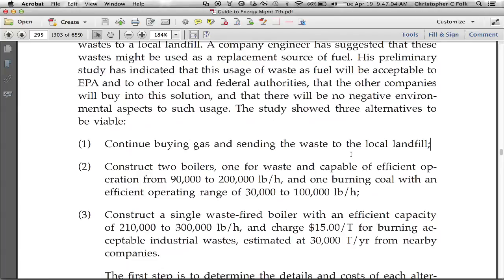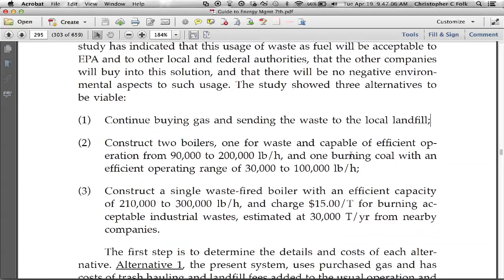Regardless of that, they're giving us different alternatives. One alternative is just keep buying gas and sending the waste to the landfill. Okay? And by the waste here, they mean the company makes waste, literally trash. So somebody has to come and haul that trash away. Well, one of the alternatives would be to install a boiler that burns that waste. Well, that was an option several years ago. Well, we're starting to see companies become more environmentally conscious, and so hopefully we'll be doing less and less of this.